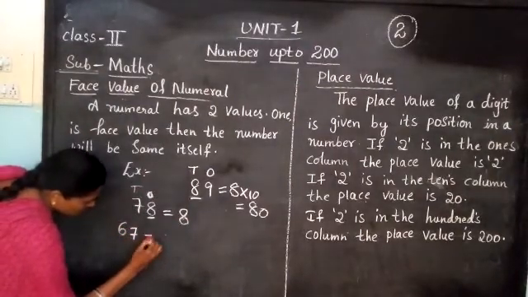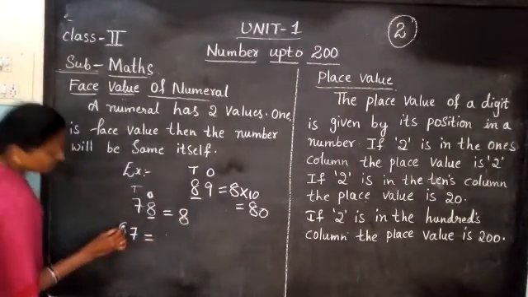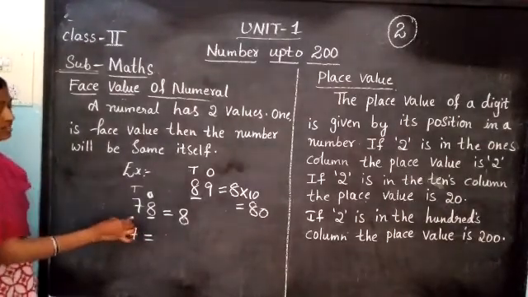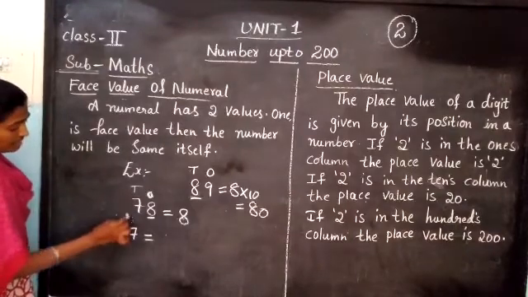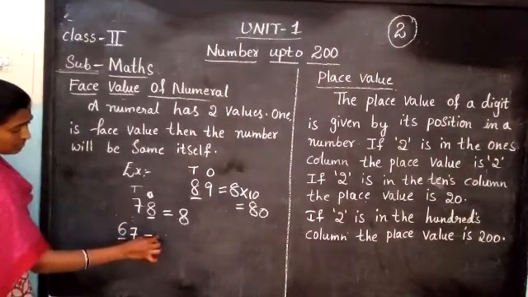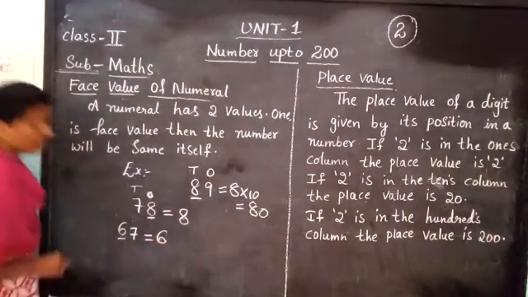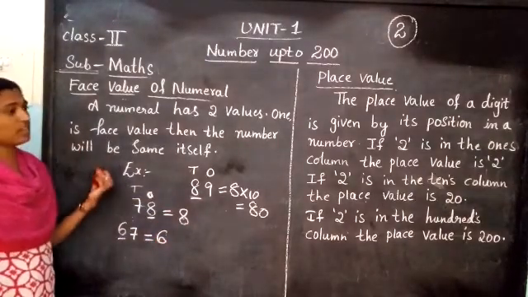67. The underlined number is 6. Here again, no need to take the place values, ones and tens. Ones and tens would mean 60, 6 into 10, but there is no need to write 60. Here 6 only will come. I hope you understood. Again I will repeat this.